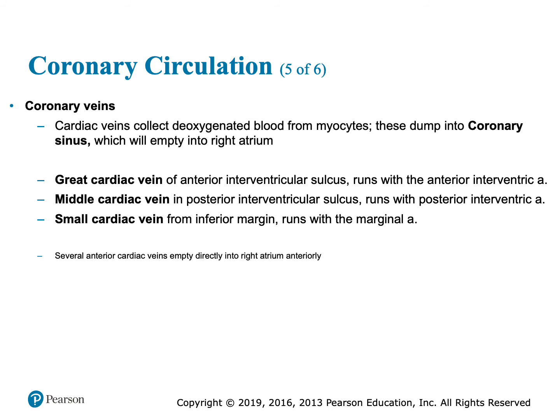Coronary veins. So all of those cardiomyocytes, those muscle cells, are also making carbon dioxide. They're going to go into little veins, which are going to finally end in a big kind of a pocket called the coronary sinus. And that coronary sinus is what's going to go into the right atrium with its deoxygenated blood. So the veins that you need to know are the great cardiac vein, which is running in the anterior interventricular sulcus. The middle cardiac vein, which is running in the posterior interventricular sulcus. And then actually there's a small cardiac vein that's running with the marginal artery.